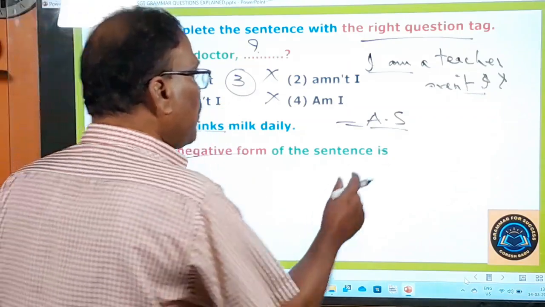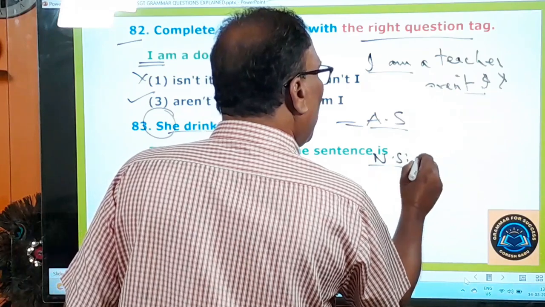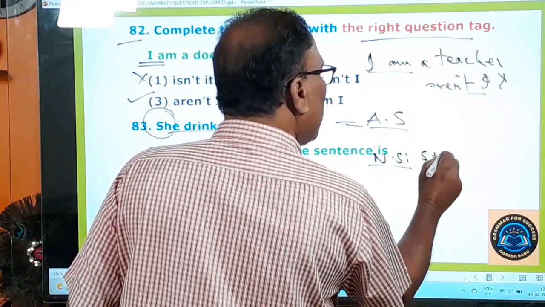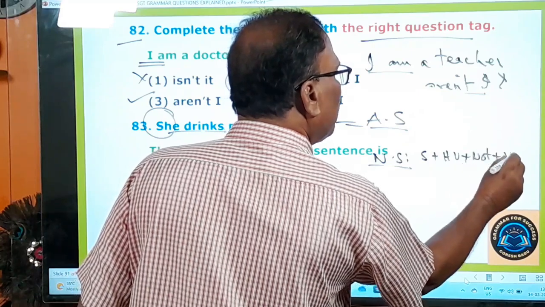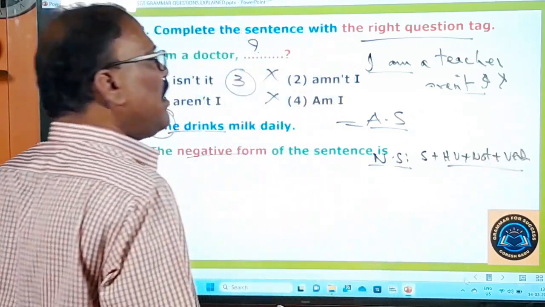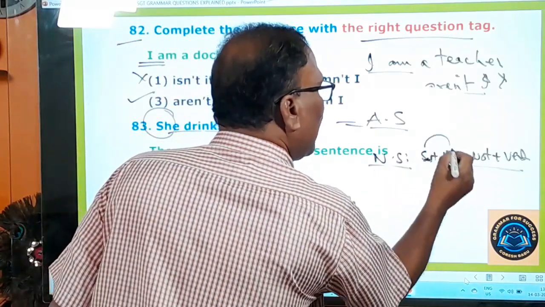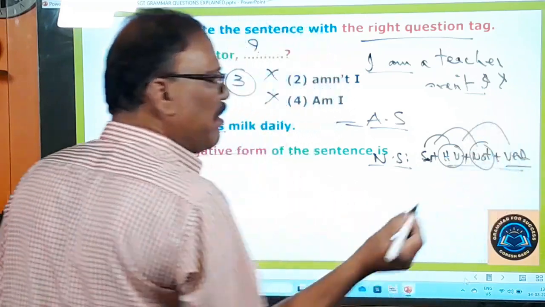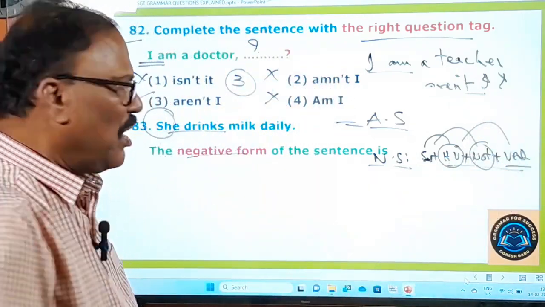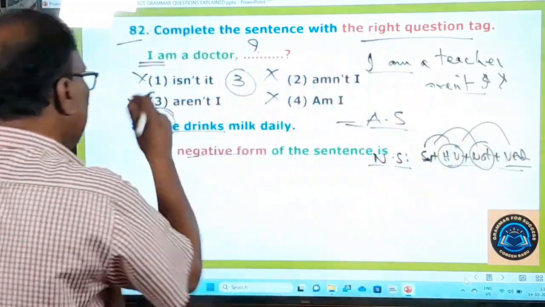Whenever you change a sentence into the negative form, remember the rule: you must use subject plus helping verb plus not plus verb. This must be the pattern. The subject must be there, after that the helping verb must be used, after that not must be used, and after that the main verb must be used. This is the formula.